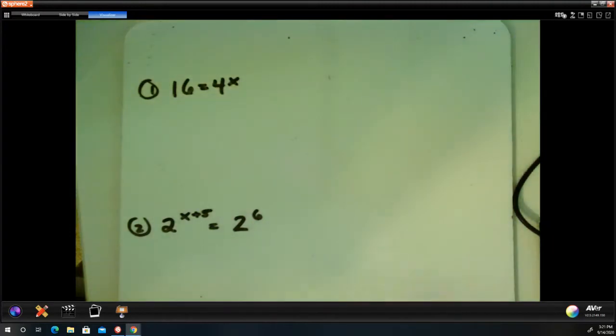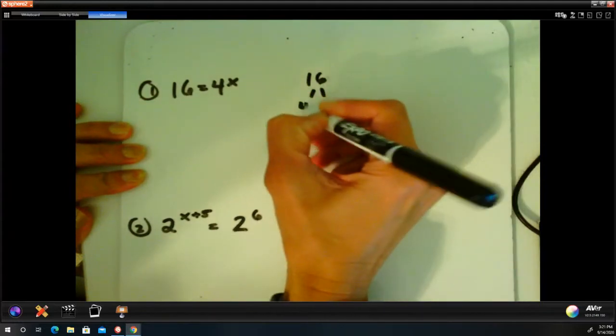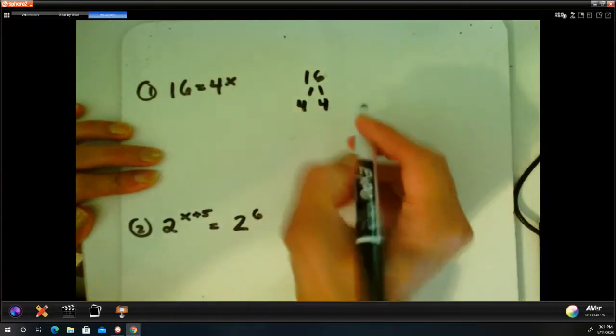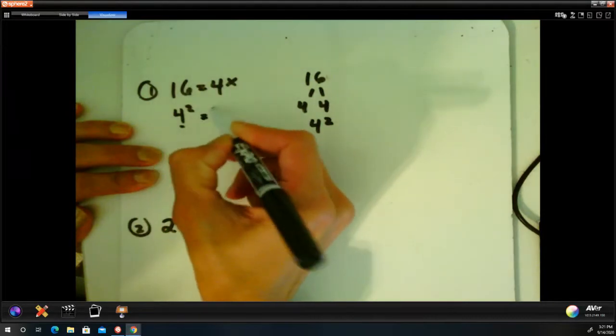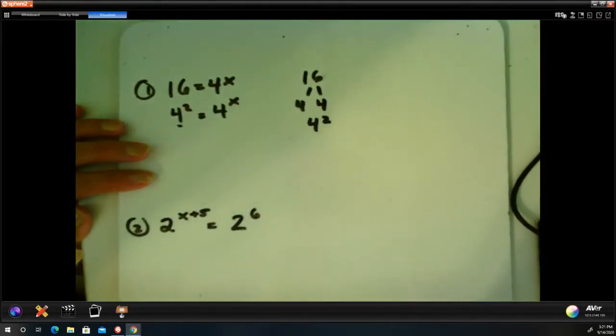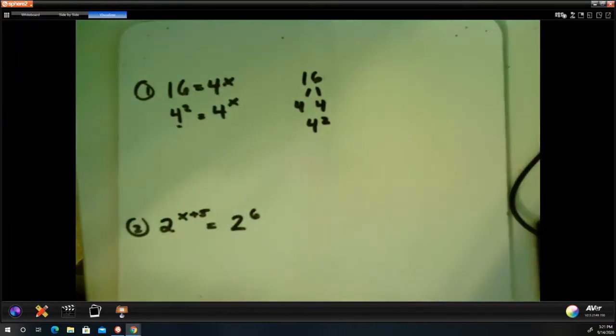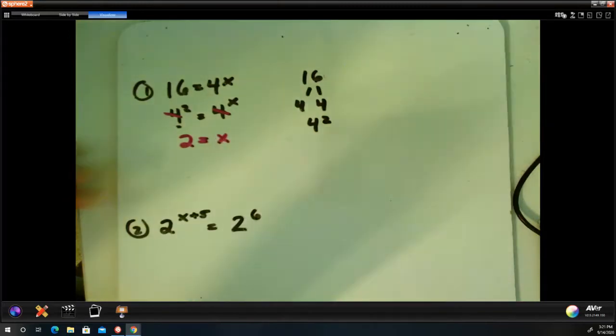All right, so 16 equals 4 to the x. If I want them to get common bases, some of you might realize that 16 can be written as 4 times 4 or 4 squared. So I can write this as 4 squared, which makes it a common base to this 4 that's on my right side. So 4 squared equals 4 to the x. Step 2 is going to be to cross out my common bases here. So I'm going to cross out these 4s, and that's going to leave me with 2 equals x.